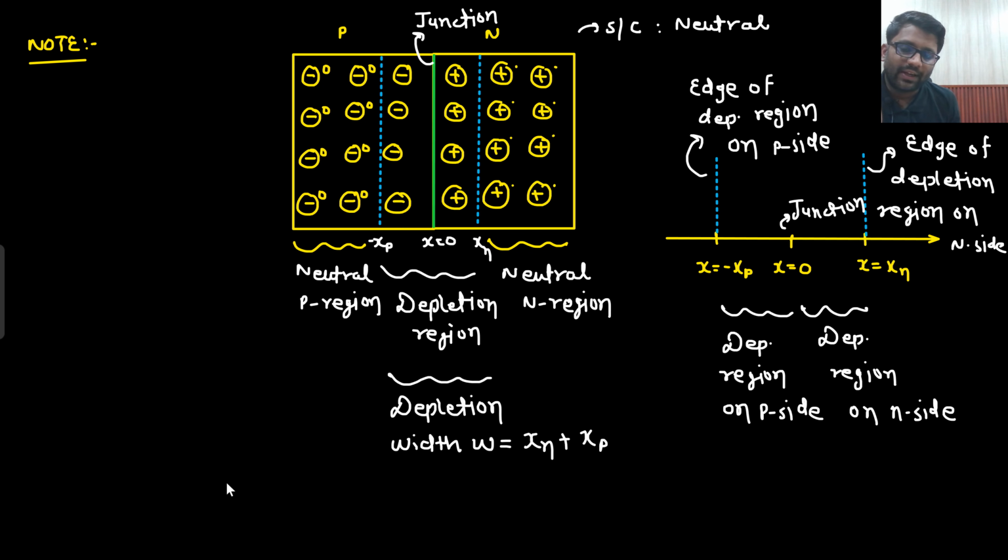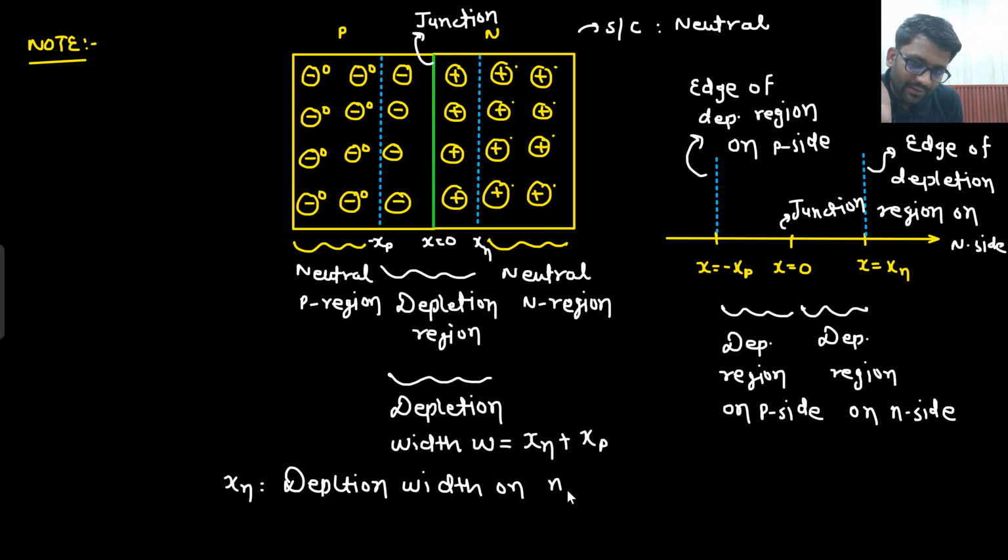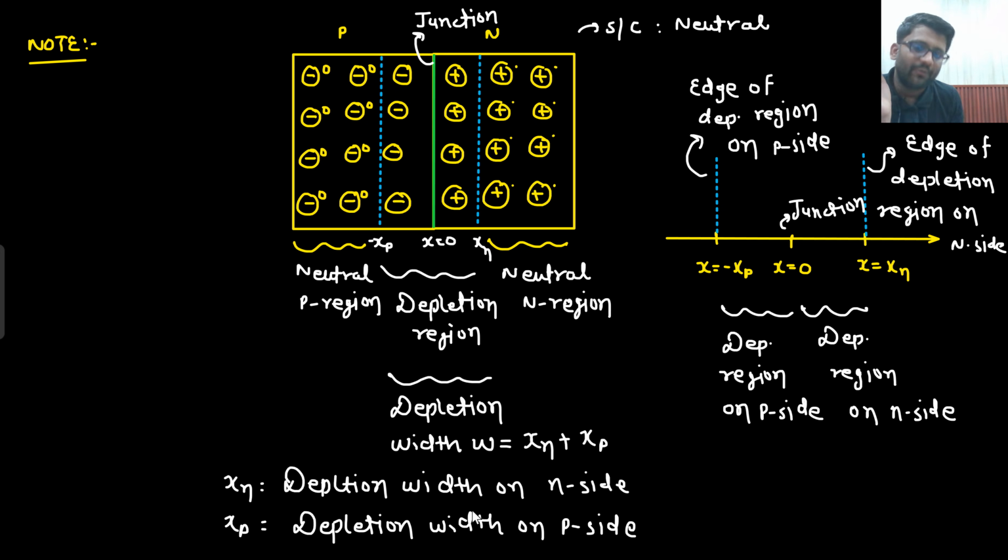What do you think your xn would be known as? Xn would be known as depletion width on N side, right? And what do you think your xp would be known as? Xp would be known as depletion width on P side, and both added would become the total depletion width. Total depletion width, that would be W, which would be equal to xn plus xp. So naming is clear. Let me repeat the naming again.